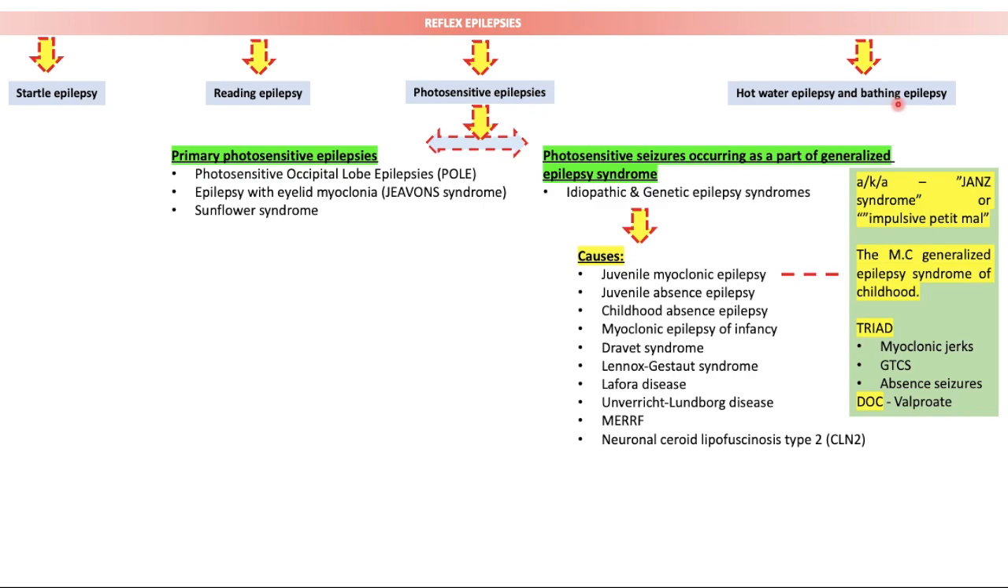So what is the basis of all these reflex epilepsies? Why should light stimuli cause epilepsy, why should hot water cause epilepsy, or why should reading or startle cause epilepsy? It is because of abnormal connections between different areas of the cortex. For example, in hot water epilepsy, the somatosensory cortex, which receives hot sensation, has a reflex connection with the motor cortex, which can result in epilepsy. Likewise, the occipital lobe can have a connection with the motor cortex, leading to epilepsy or convulsions. This is the basic mechanism behind reflex epilepsies. So this is in brief about reflex epilepsies. There are 4 categories, and I've concentrated mainly on photosensitive epilepsies. Thank you.